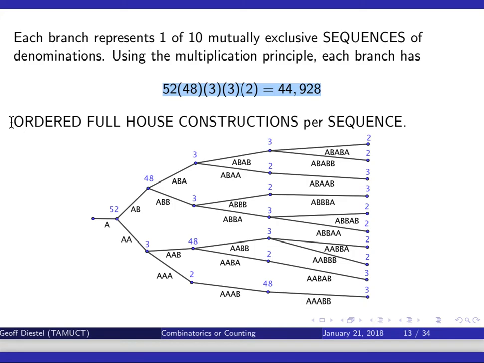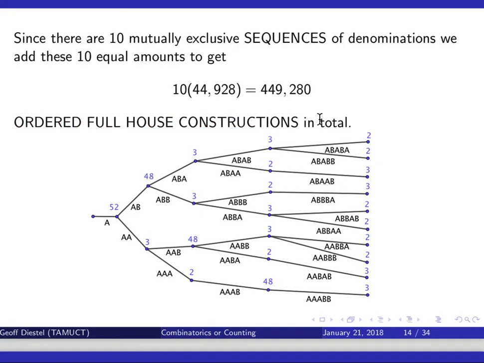So what we'll call these is the ordered full house constructions, where we actually look at the cards as first, second, third, fourth, and fifth. So there's 44,928 full house constructions per sequence of denominations and how they could come to us. So multiplying that by the 10 branches, since they're all the same, there's 449,280 total ordered full house constructions.